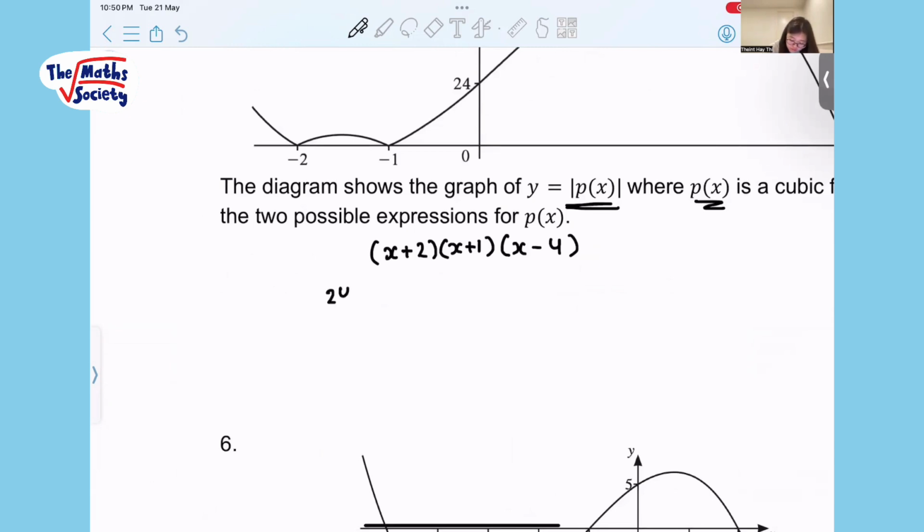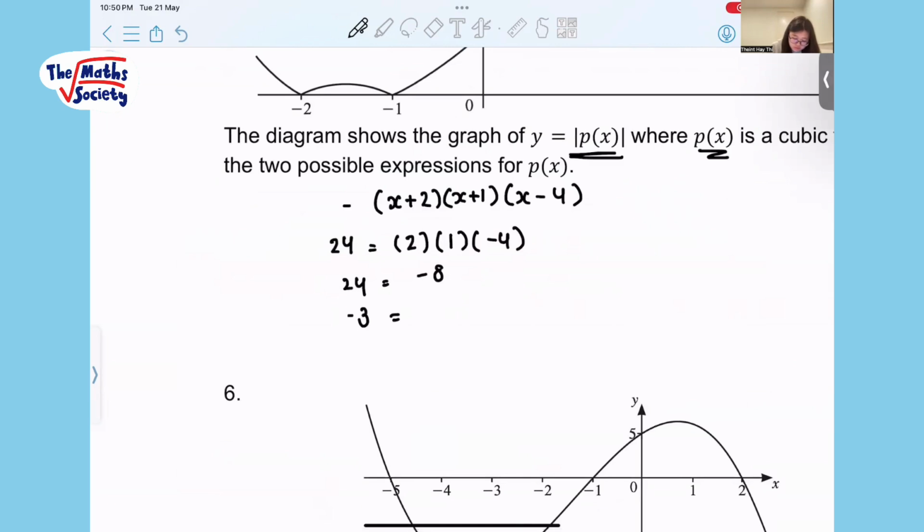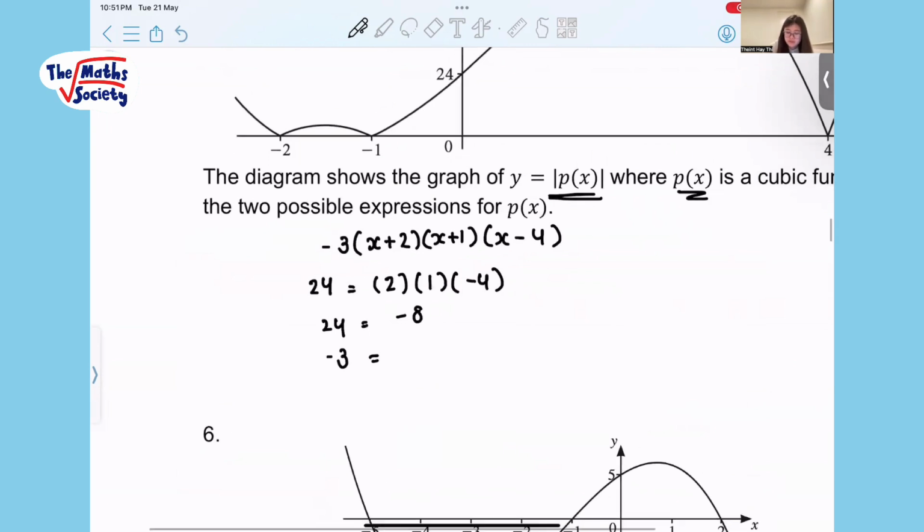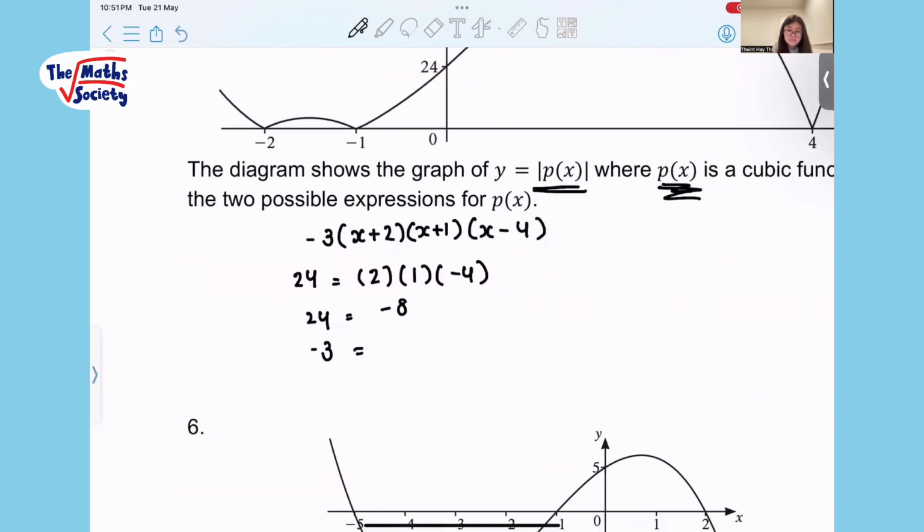So we already have 24, so if we put in x equal to 0, it's 24. So we just put zeros in, so it's going to be 2, 1, -4. It's going to be -8, 24. So it's going to be -3. So the coefficient is just going to be -3. But you have to put it as plus or minus 3, because it's y equal to p of x, but then they ask for a root for just p of x, so it can be plus or minus 3. So you're going to have y equal to plus or minus 3.